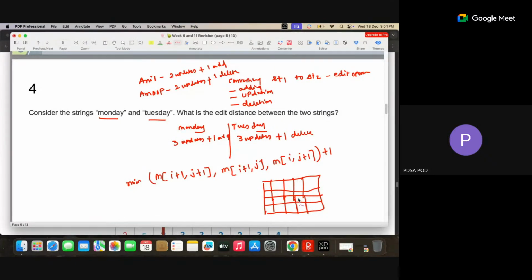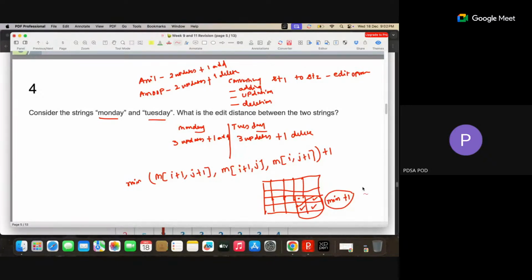To calculate this current value, I have to use the combination of these three values. This is i+1 and j+1. This is i+1 and j. And this is i and j+1. These three minimum we are finding, this minimum plus 1. So earlier, how many additions were there, plus the current edit operation. Understood that?